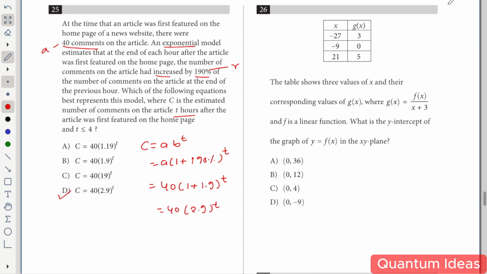Okay, so if you haven't watched my video on exponential models, you can check it out. I have made a separate video on this topic. So let's see 26. I think I have already solved number 26 before.